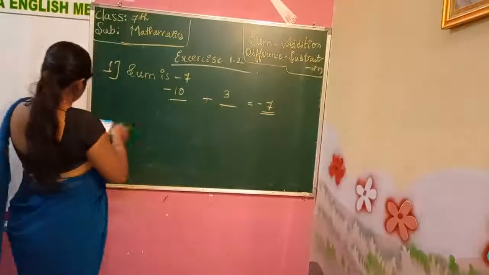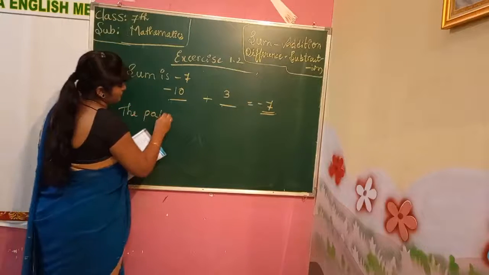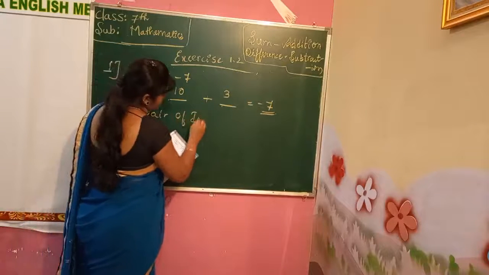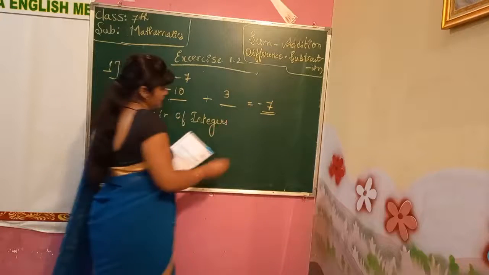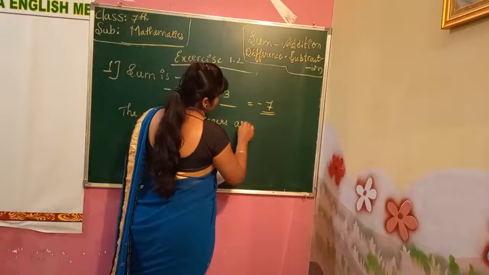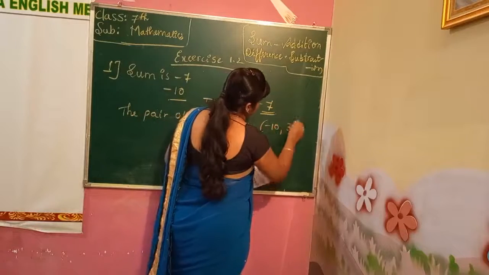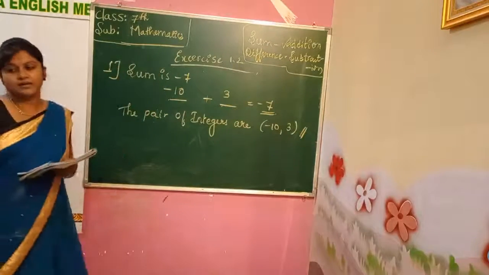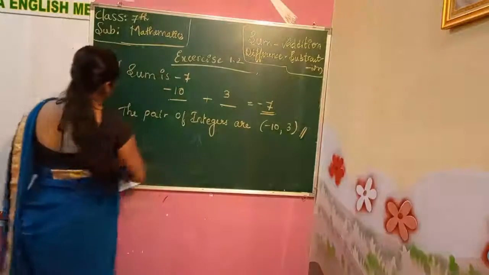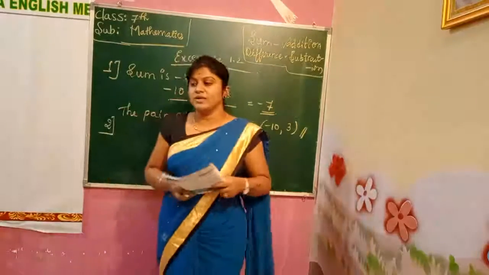So the pair of integers are -10 and 3. Okay, next we'll move on to the next one.